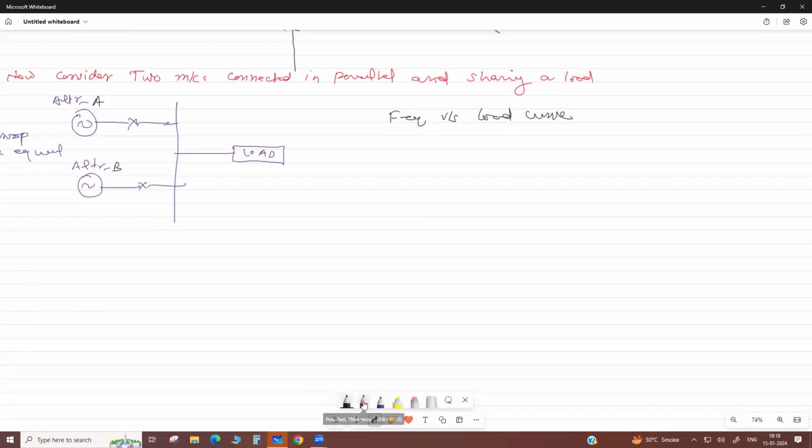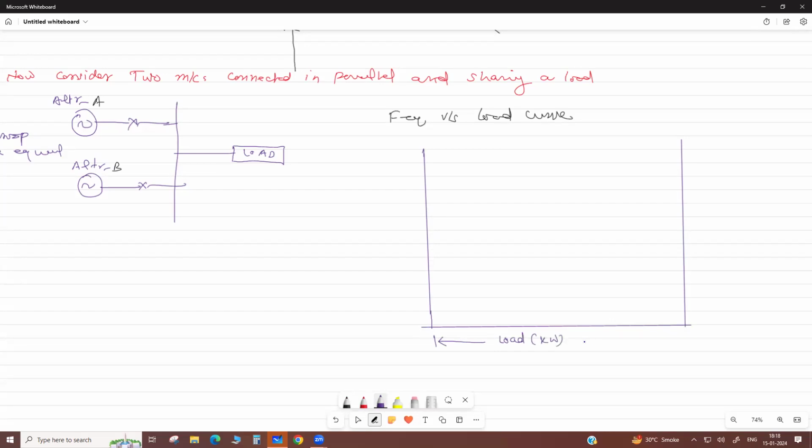Okay, so let us... On the same graph paper we can draw the curve of both machines. Okay, see here, this is suppose your total load, this is your kilowatt load, total kilowatt load. Now here this is the frequency at this axis, here is the load.